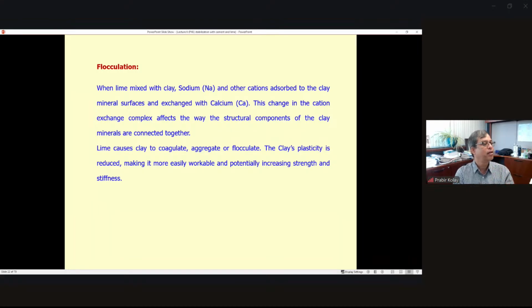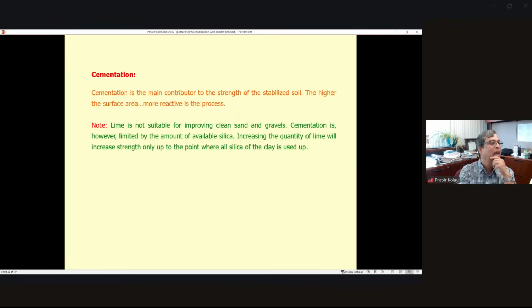This change in the cation exchange complex affected the way the structural components of the clay minerals are connected together. Lime causes clay to coagulate, aggregate and flocculate. The clay plasticity is reduced because of the reaction, making it more easily workable and potentially increasing the strength and stiffness. But again, lime is suitable for clay, not for gravel or sand. It is only suitable for clay or maybe a little bit of silt.